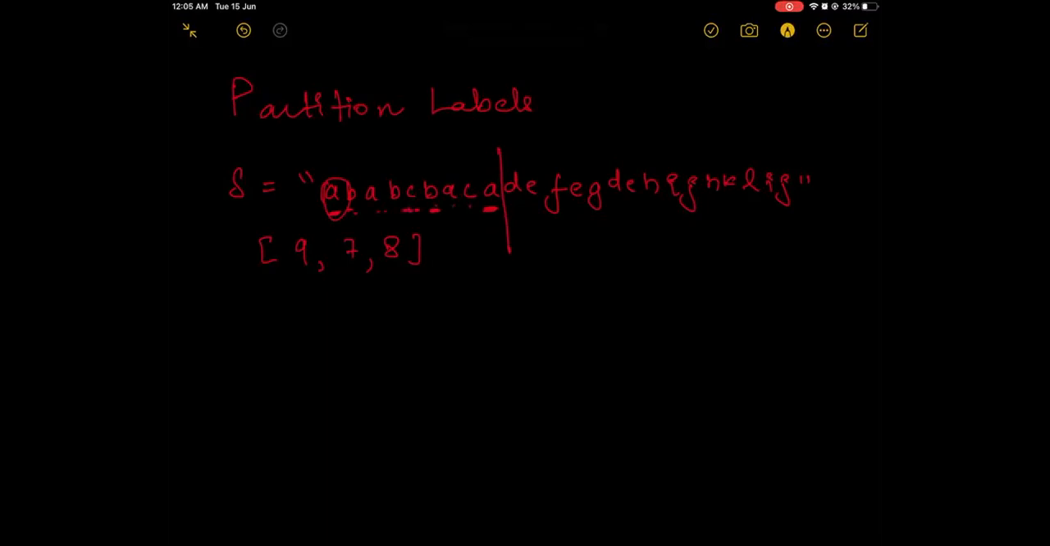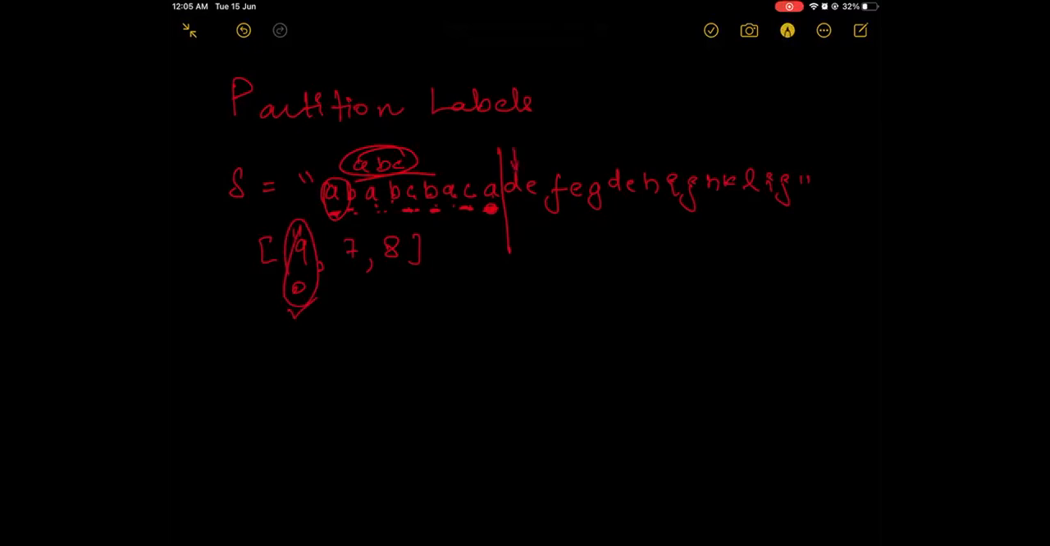Similarly, we have C. C's last index occurs here. So in this string there are only A, B, and C, and the maximum occurrence of A, B, C ends here. So this would be of length 1, 2, 3, 4, 5, 6, 7, 8, 9. So our first answer is 9, and now we go for the next string.